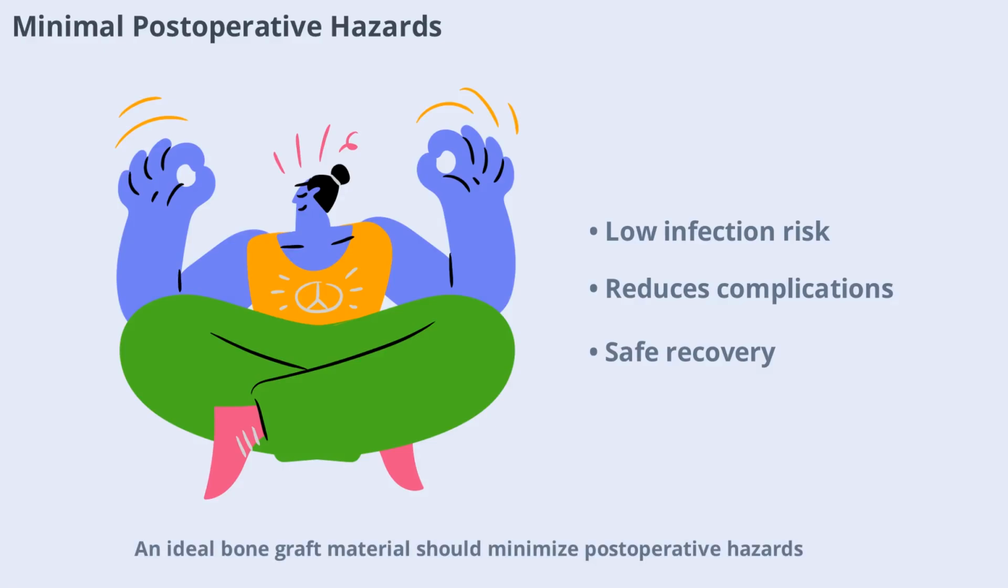An ideal bone graft material should minimize post-operative hazards. This means reducing the risk of infection, inflammation, or other complications after the surgery. The material should not introduce toxins or harmful substances into the body. By minimizing these hazards, the patient's recovery is smoother, and the chances of graft failure are significantly reduced.